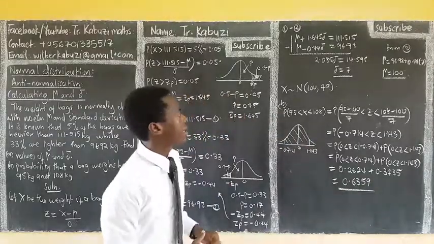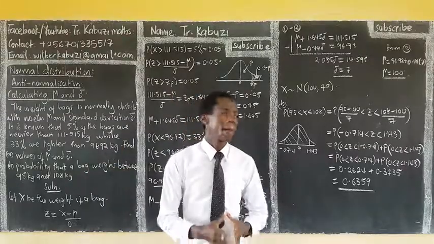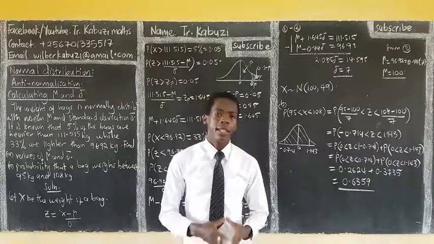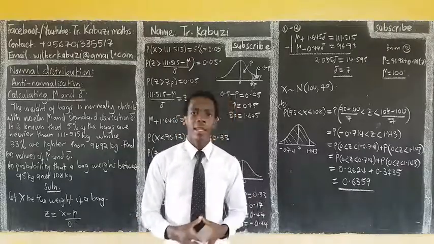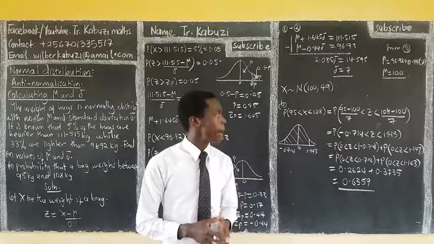So that's it, members. That's how we handle that. That's how we get the mean and the sigma when they want it; you use the inverse normal in most cases. So now in the next lesson we are going to see normal approximation to a binomial.